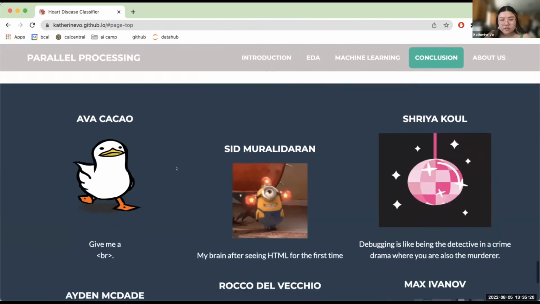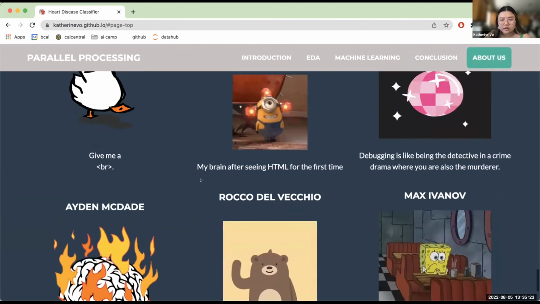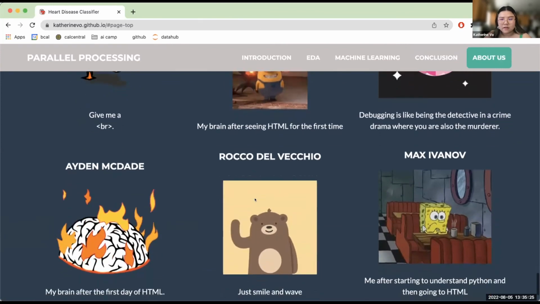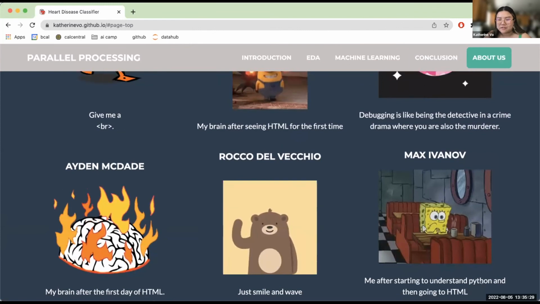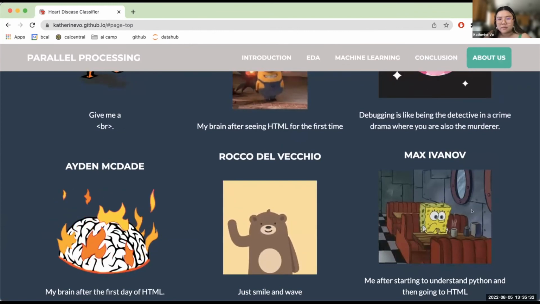Okay, and then this is our team. We have Ava, Sid, Shriya, Ayden, Rocco, and Max. They didn't want to put their pictures in, so they just put in GIFs. But I just want to give a shout out to all of them because they were all first-time coders and they did a really good job developing this project.